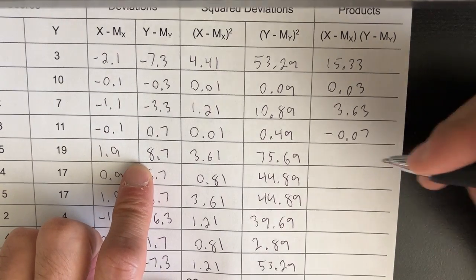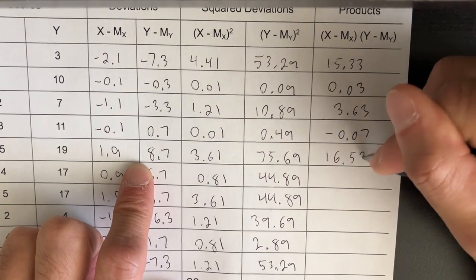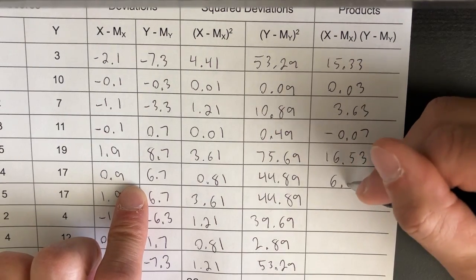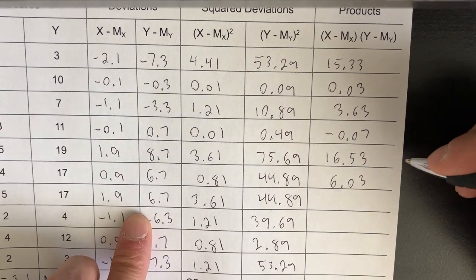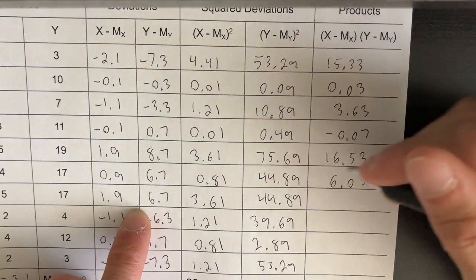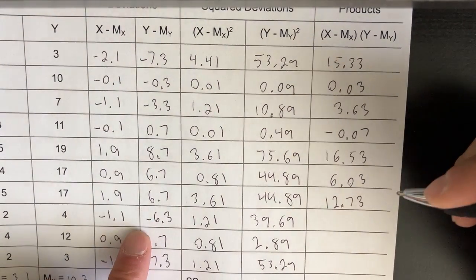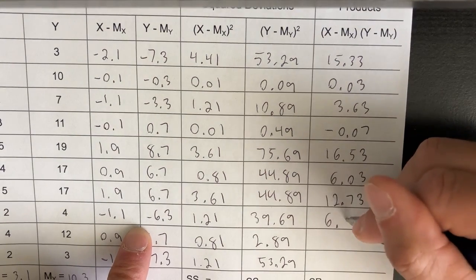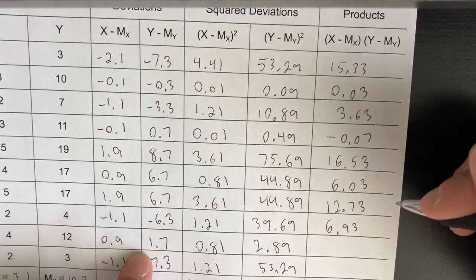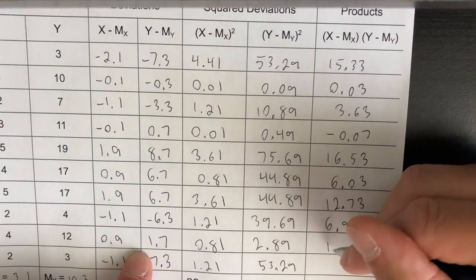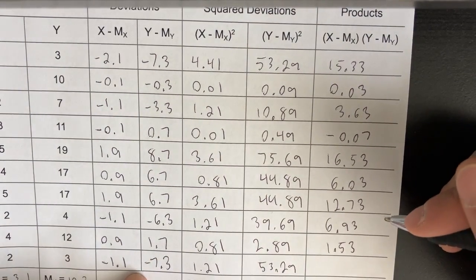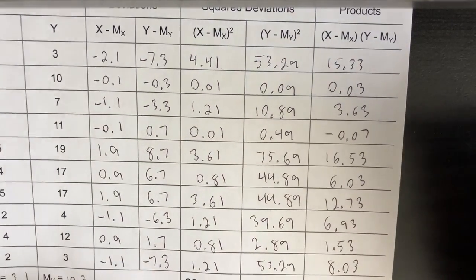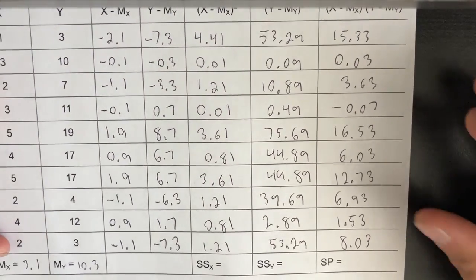1.9 times 8.7 is 16.53. 0.9 times 6.7 is 6.03. 1.9 times 6.7 is 12.73. Negative 1.1 times negative 6.3 is 6.93. 0.9 times 1.7 is 1.53. Negative 1.1 times negative 7.3 is 8.03. Okay, so we've done all the heavy work.